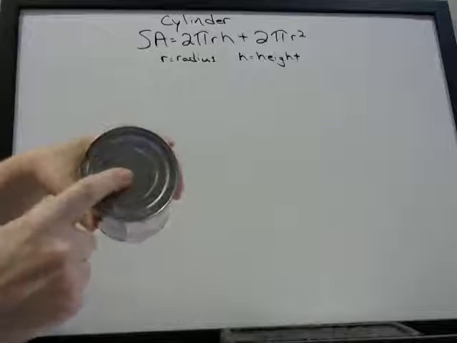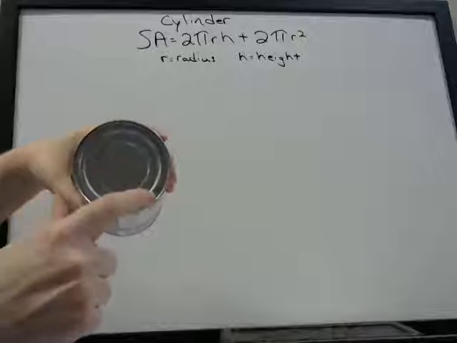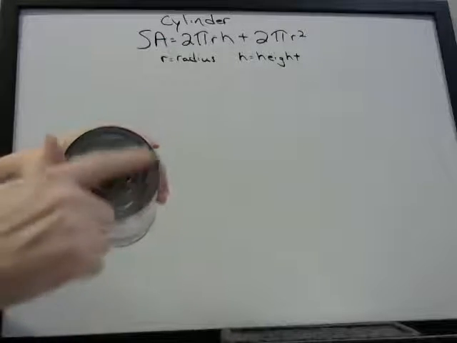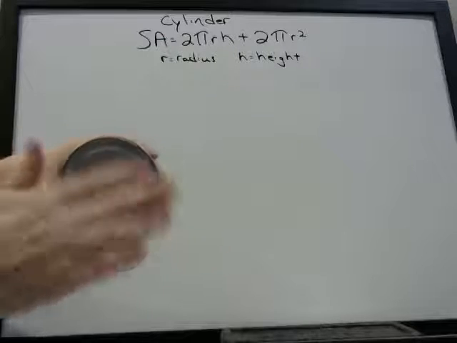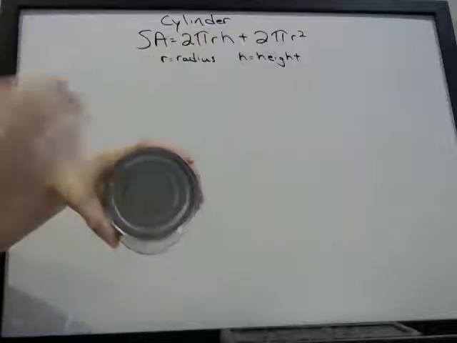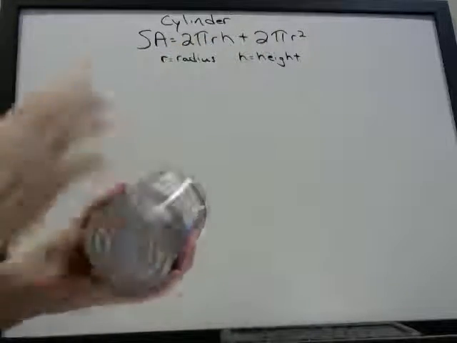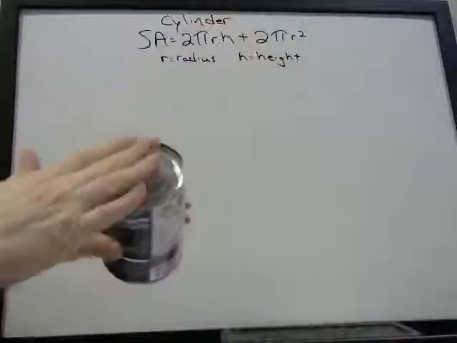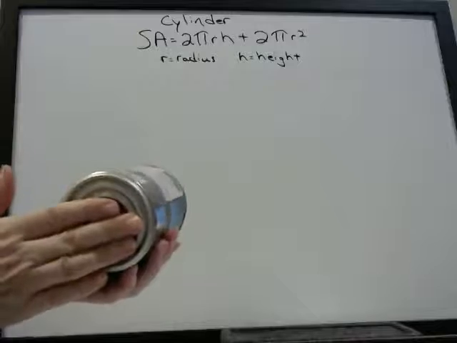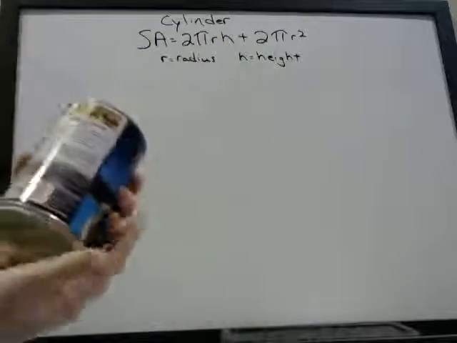So it's the radius. Remember, radius is the length you start in the middle and go out to the side. That's the radius. So pi r squared is going to give us the area of this circle. Now, why is there a 2 out in front of it? Because we have 2 of these circles. We have one on the top and one on the bottom. So this part of the formula is going to tell us how much we need to paint the top and the bottom. This part of the formula is going to tell us how much we need to go all around the sides.